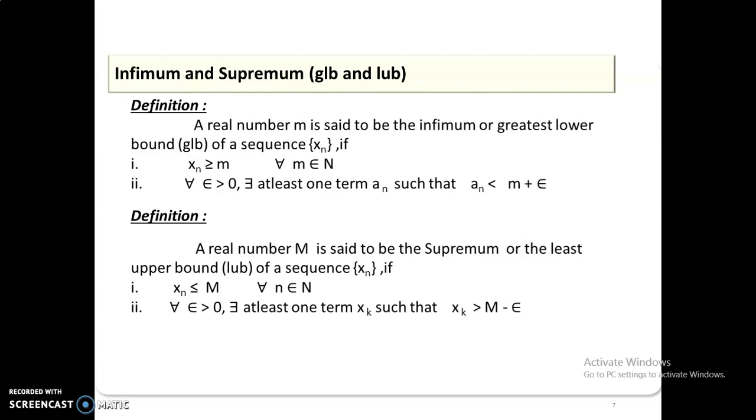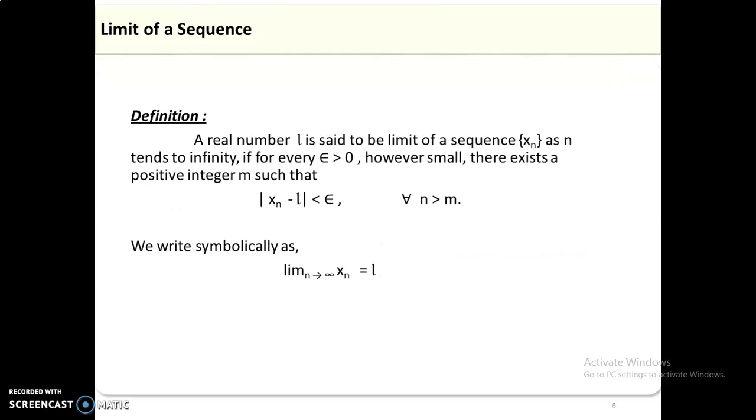So xn, or an, should lie between M plus epsilon and M minus epsilon, that is, less than M plus epsilon and greater than M minus epsilon. So now what is the limit of the sequence?